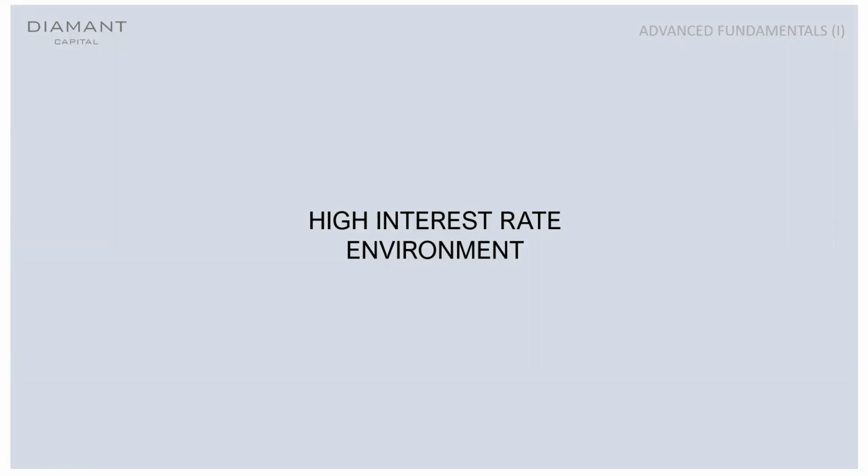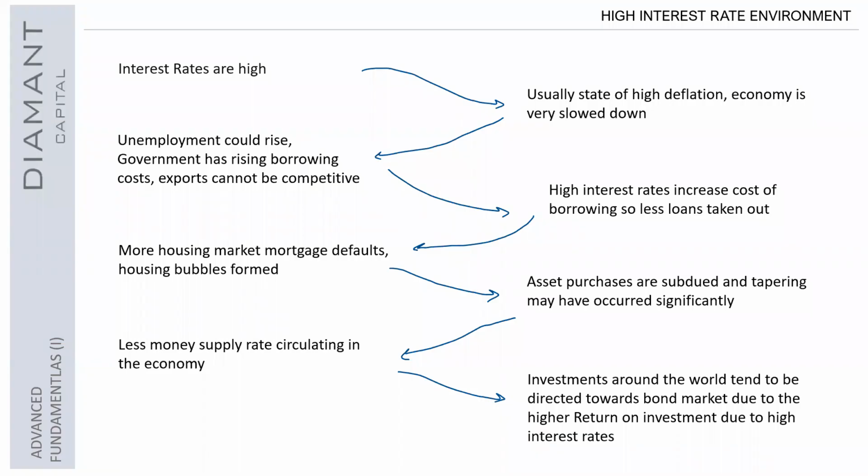In this one, we're moving on from the low interest rate environment video that we just covered and moving on to high interest rate. So interest rates are going to be high. Now, what does that mean? That's usually a state of high amount of deflation where the economy is very slowed down. That means unemployment could rise, government has rising borrowing costs, and exports cannot be competitive.